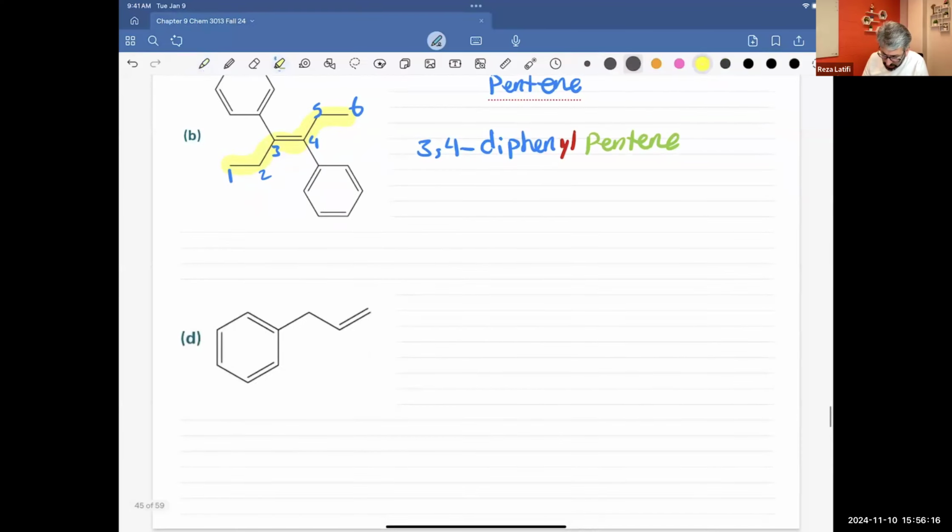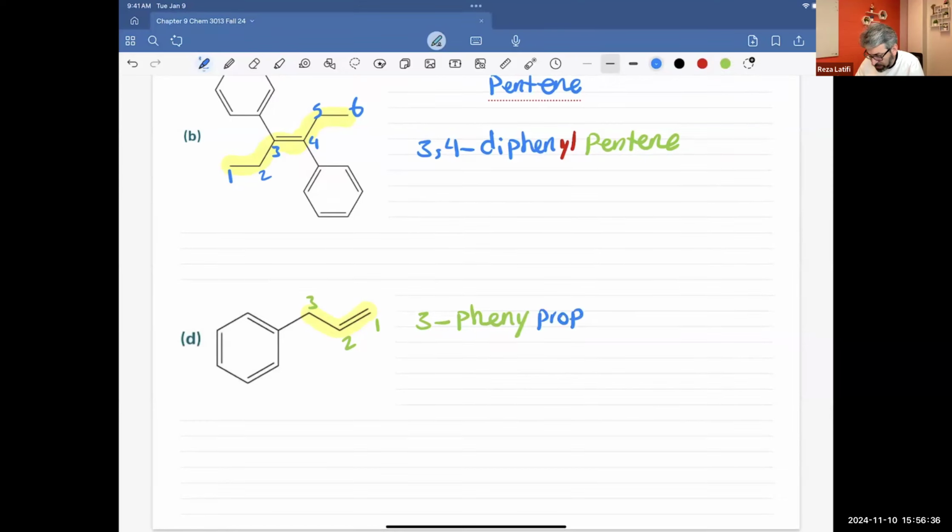Another one. Okay, this is going to be the main chain. You start labeling from here. You give the double bond the lowest possible number. So you say 1, 2, 3. On the third one, we have a phenyl group. So this one will be 3 phenyl. And the main chain has 3 carbons. So it will be propene.